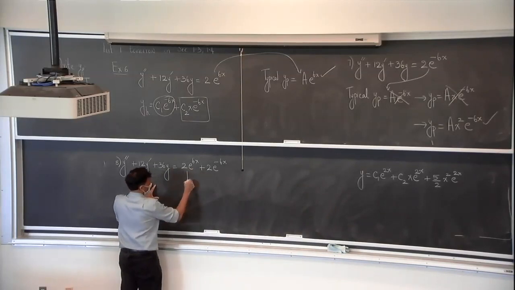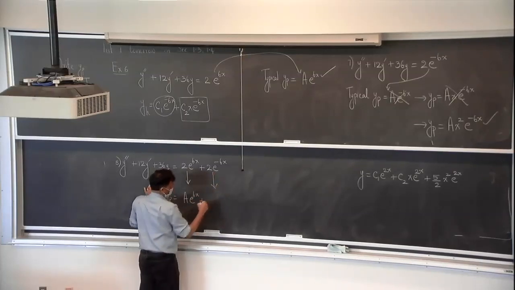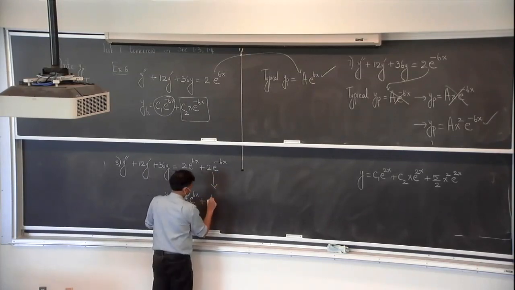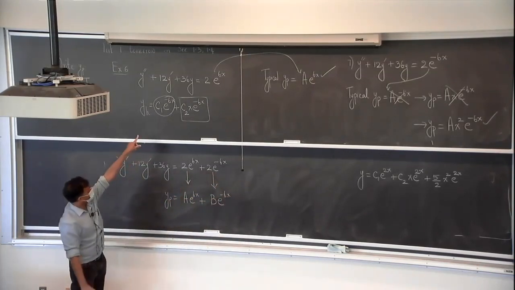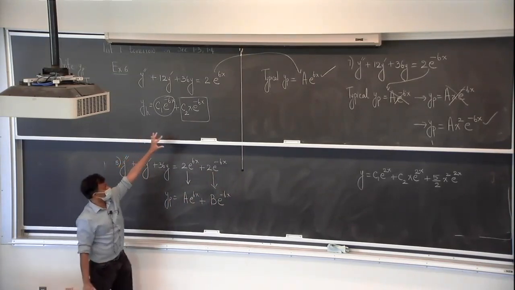So for this, the YP would be a e to the 6x. For this, the YP would be, don't repeat a now, okay, because I already used it here for something else, so b e to the power of negative 6x. And that is your YH. Don't forget this. Okay. That is the golden part of the problem.